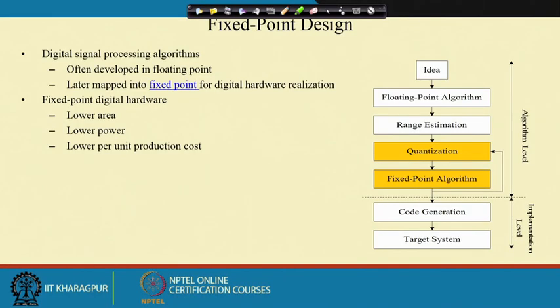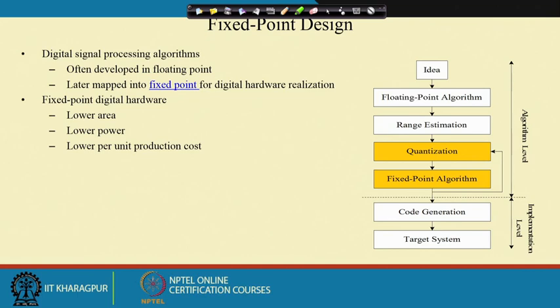After that, it is not that we will run that particular algorithm infinitely. There may be certain limitations on how much time I will run that particular algorithm or run that particular system. So, based on that, whenever we come from floating point to fixed point, we have to do this quantization.